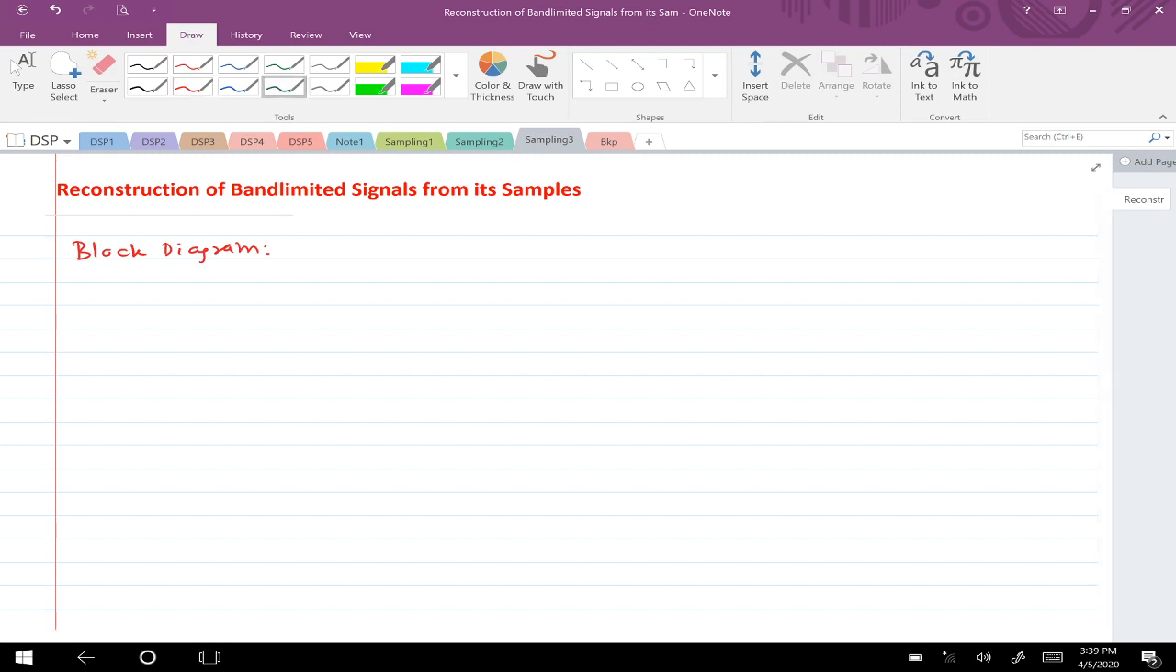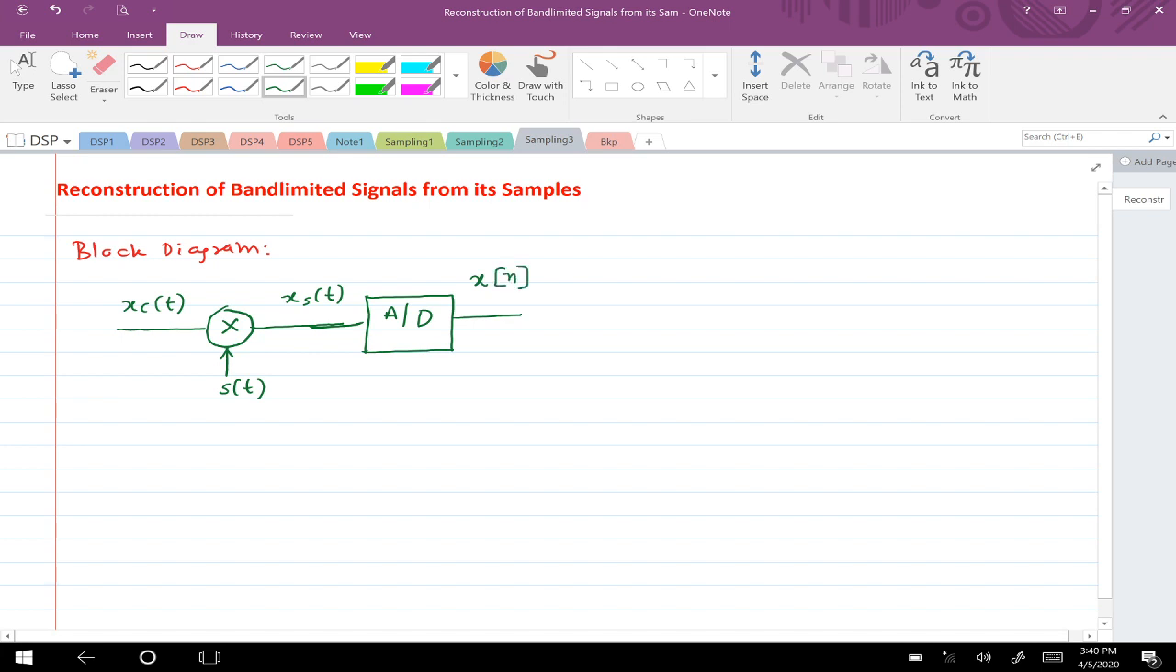Assume that you have an xc of t signal. This is the continuous time signal, of which we wanted to get a discrete time equivalent. You multiplied with an impulse train. What you got out of it, we called xs of t. Then there is in fact integration going on, but to keep things simple, let's write it as a C to D conversion. And with that, we have arrived at a signal which is x of n. This is what we have discussed so far.